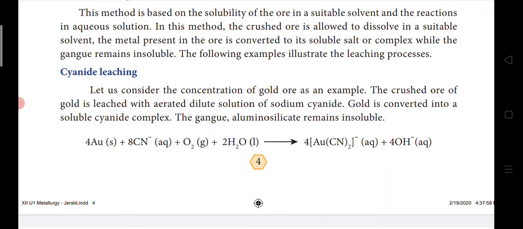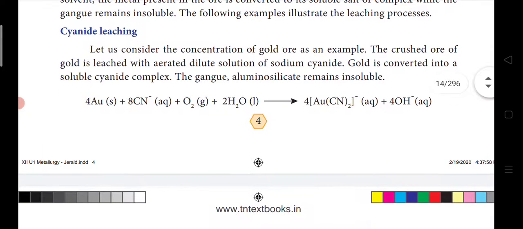The crushed ore of gold is leached with aerated dilute solution of sodium cyanide. Aerated means air molecules will be passed along into this. Now here the gold will be converted into a cyanide complex. When sodium cyanide reacts with the gold ore, we have passed oxygen along with water, so that the cyanide complex will be formed along with gold. The gang aluminosilicate remains insoluble.